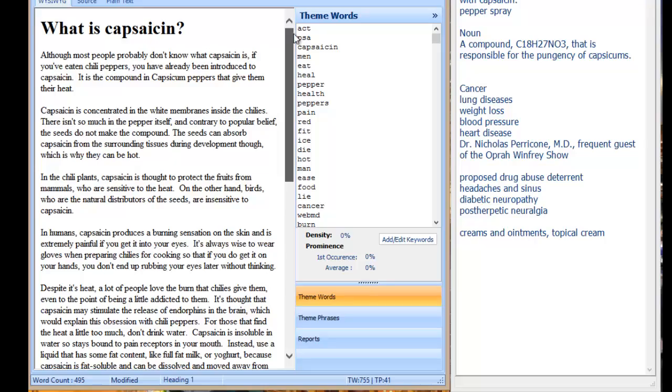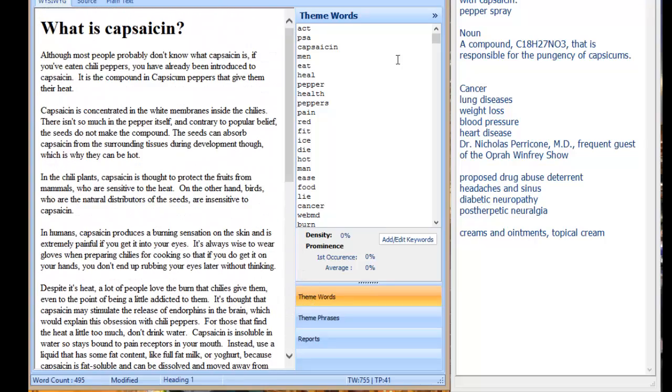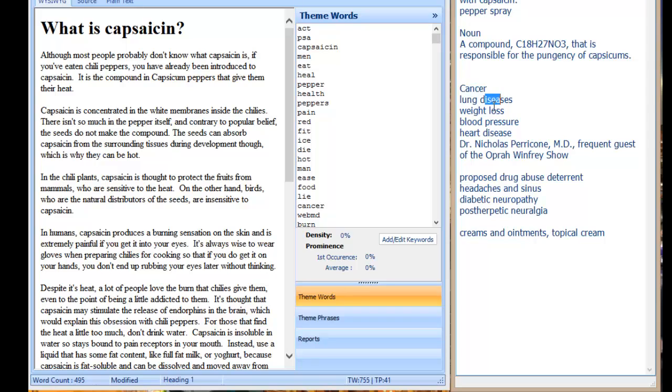So maybe it would be better to split this up and turn it into a series of articles, which would then turn into a mini site where we've got this what is capsaicin perhaps as the home page, and then links to cancer, lung disease, weight loss, blood pressure, heart disease, and so on as separate pages, just to build out a little mini site.